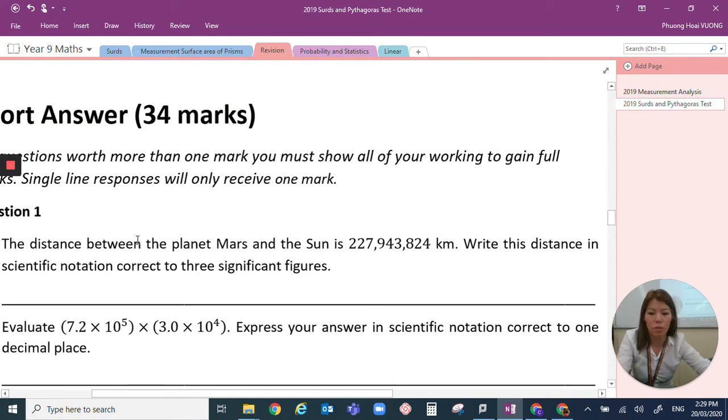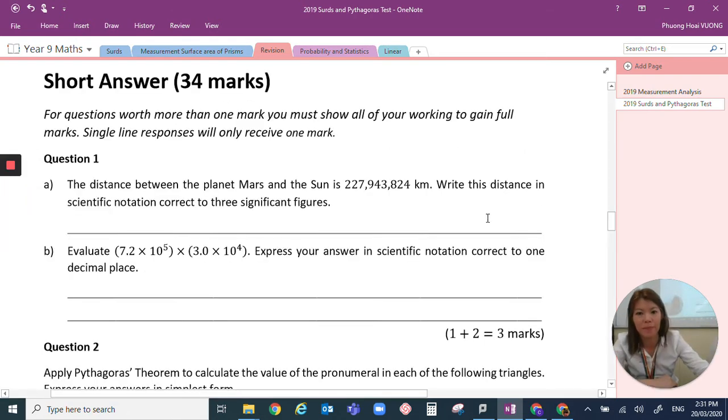Okay, let me zoom in. The distance between the planet Mars and the Sun is there. Write this distance in scientific notation, correct to 3 significant figures. 2.27 times. Wait, how did you work it out? Okay, leave 2 decimal points. Yeah. Because you always get scientific notation, and also because there's 3 significant figures. So 2.27. Yep. Which way do you round it? 2.2. Sorry, 8. 8.